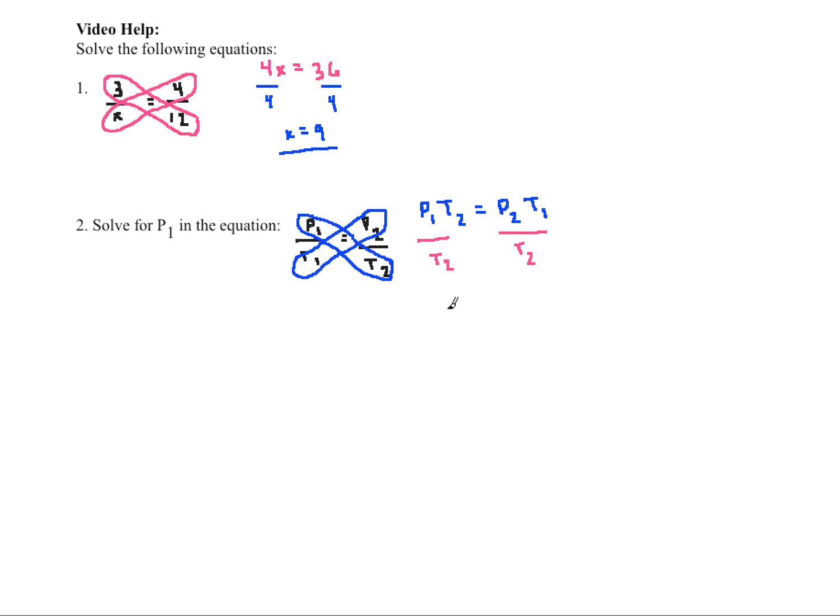And so now I've solved for P1. P1 equals P2 times T1 divided by T2. And that's my final answer.